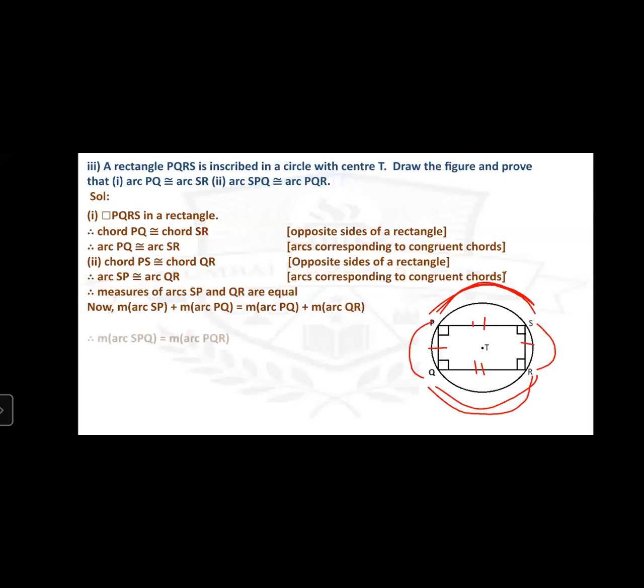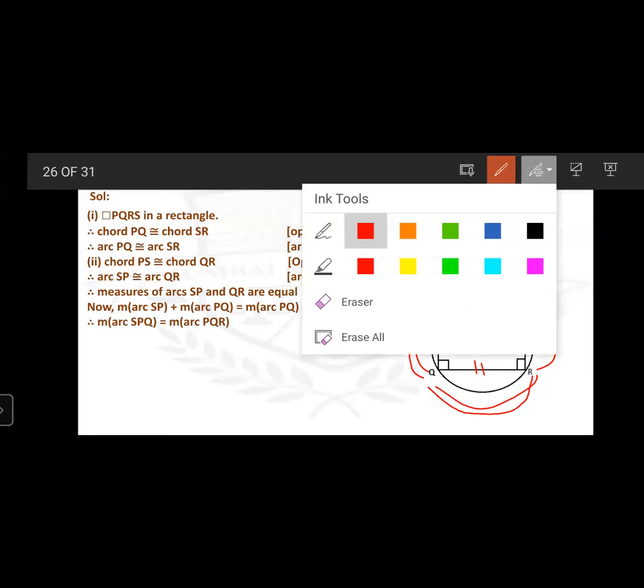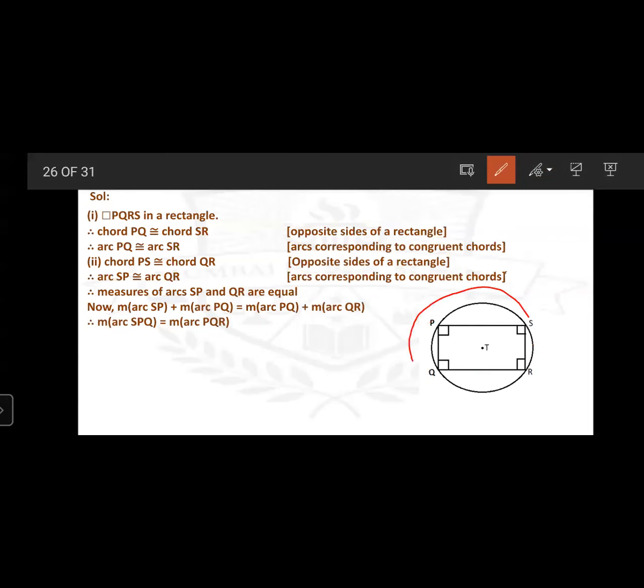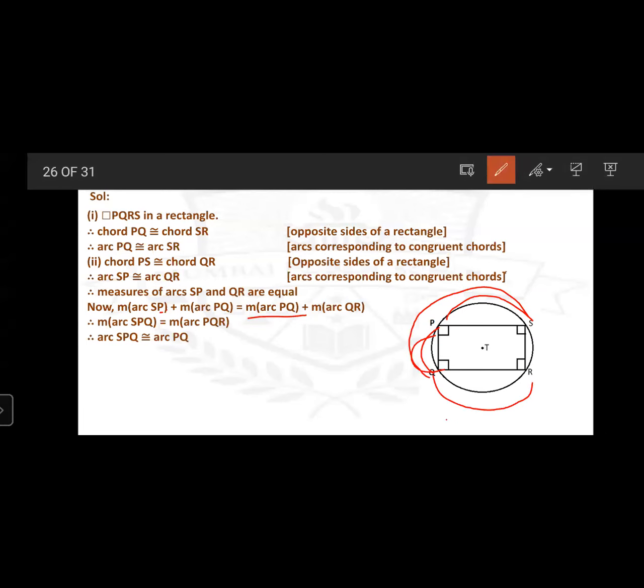Okay. So when we write this, we write here SPQ. Why do we write SPQ? Because arc SP plus PQ is SPQ, and measure of arc PQ plus QR is equal to PQR. Okay, so therefore, these are congruent. That means this SPQ is congruent to, sorry, PQR. Here is PQR.